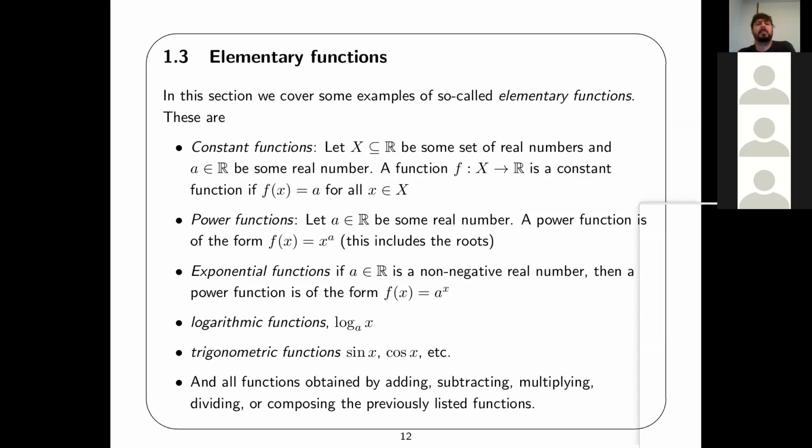And here are some of the examples of elementary functions. So, for instance, the constant functions, fairly easily. Let's say we have some real number a. So if we have a function that always maps f of x to a, that's a constant function. This is a fairly easy function and fairly easily described.